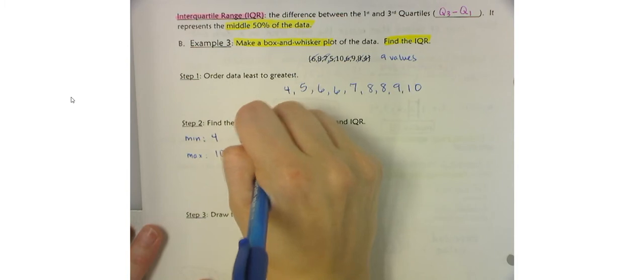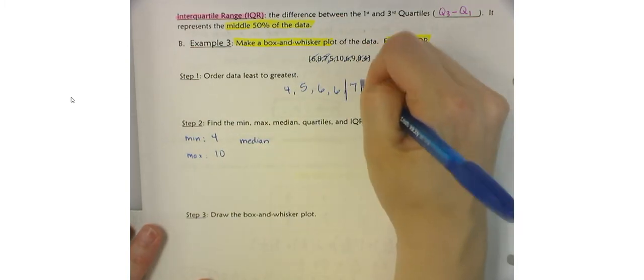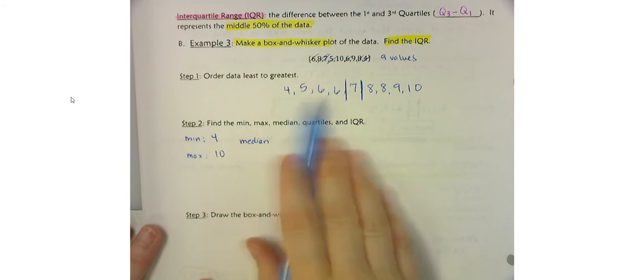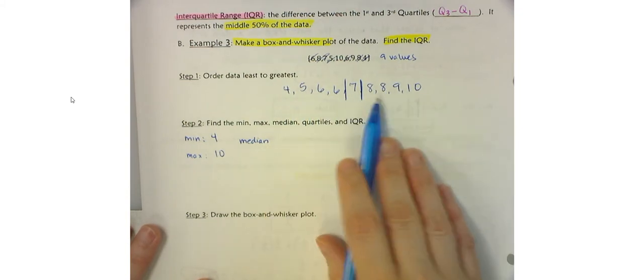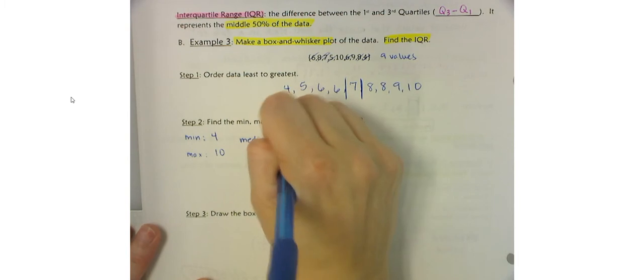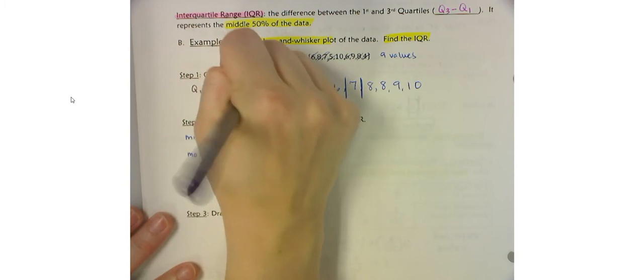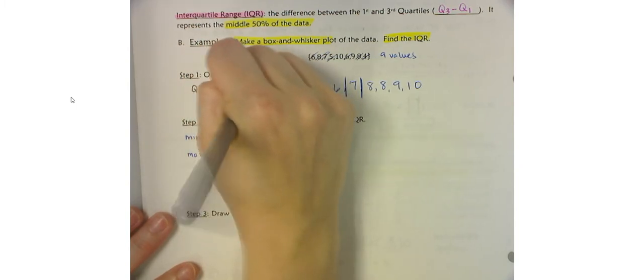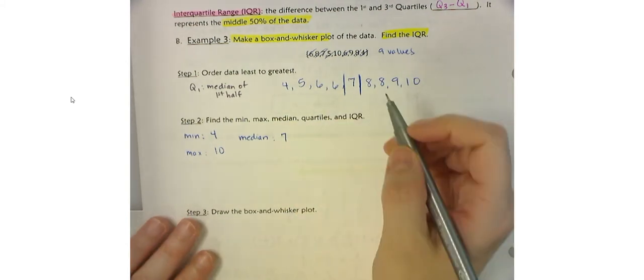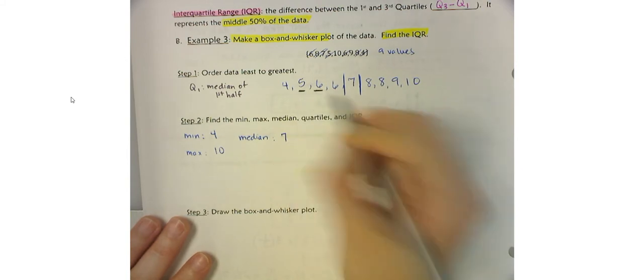And now I'm going to find my Q1 and my Q3. Okay, so to find Q1, I have to find the median of the first half. Well, in this case, I have 4 values. So the 2 middle values, the 5 and the 6, I have to find the mean of those, which is just the average. So to find Q1, I'm just going to add 5 plus 6 and divide by 2, which is really just what value is in between 5 and 6. Yeah, 5.5.